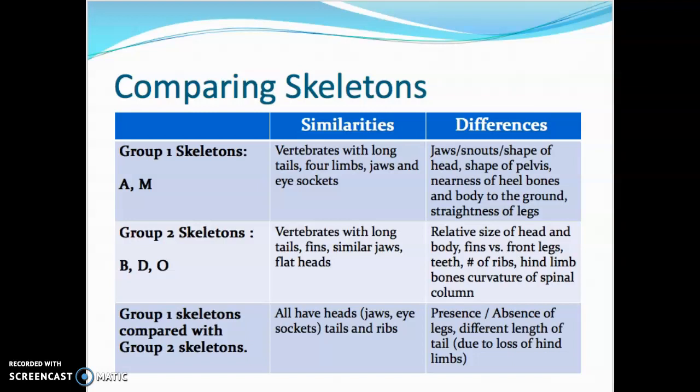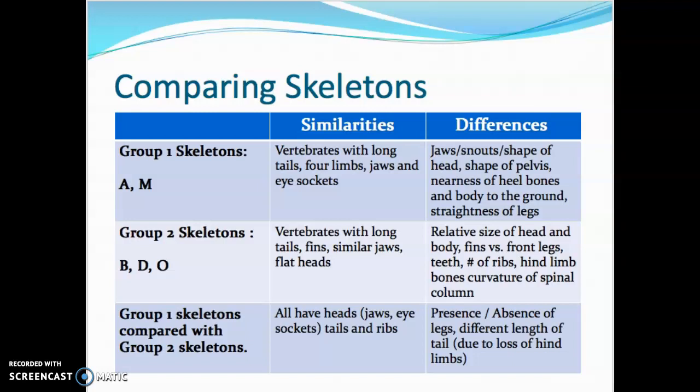So if you look at B, D, and O, the second group, you don't really see the back legs. Although I can tell you that B actually did have hind legs. And in the cards that I would give you in class, they're very, very faint, but you can actually see them. So let's talk about how this worked.